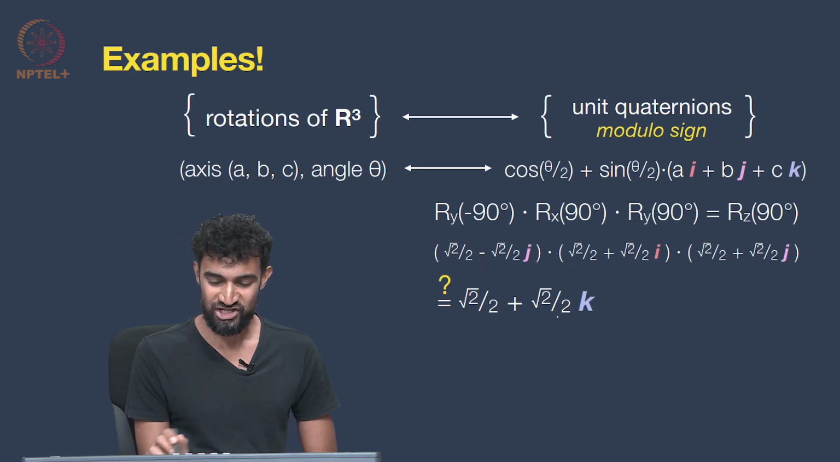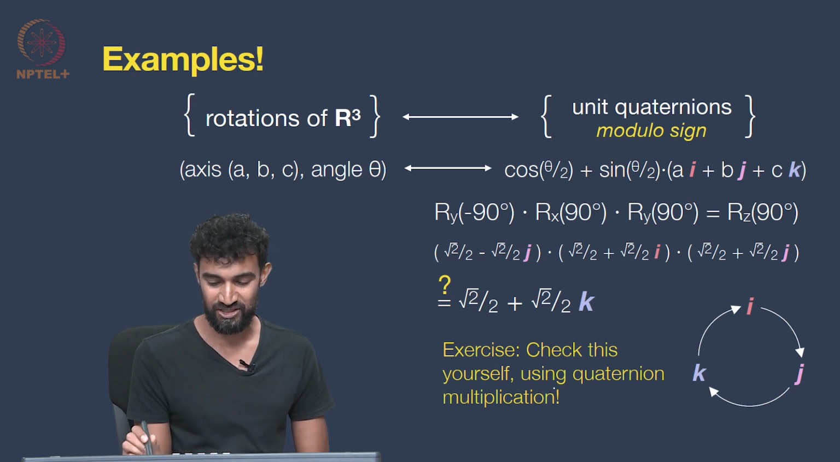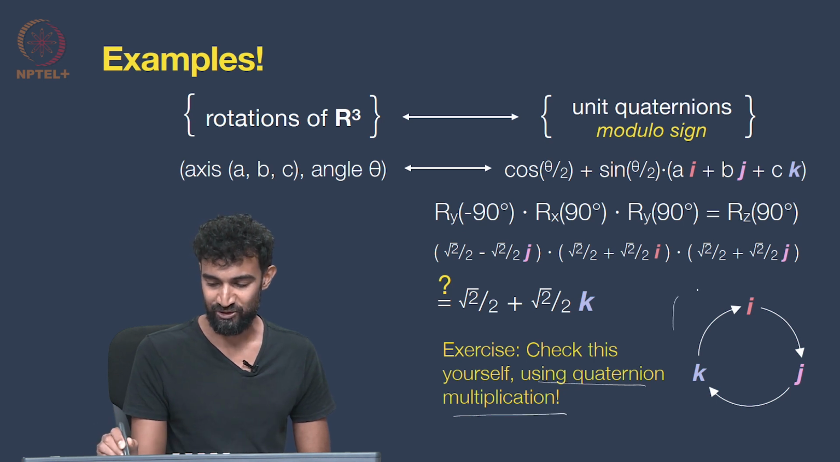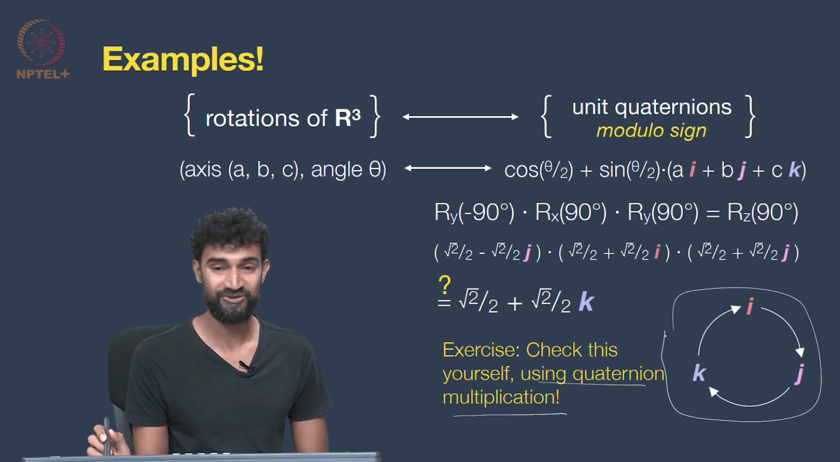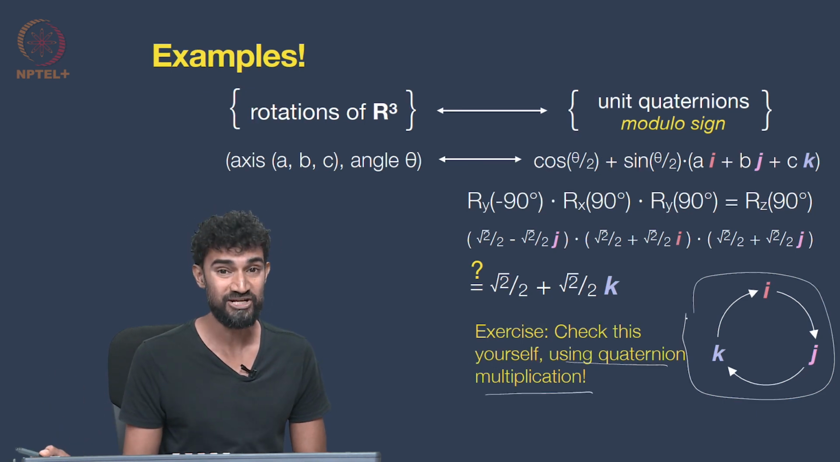So does it actually equal that? As an exercise, can you verify this? Can you check this yourself using quaternion multiplication? And remember, you can remember all of quaternion multiplication with this really handy mnemonic device. You don't need to keep going to the multiplication table. So can you check this yourself?